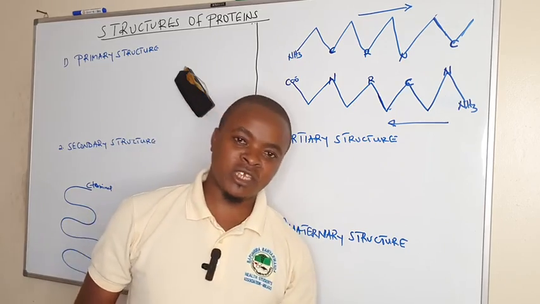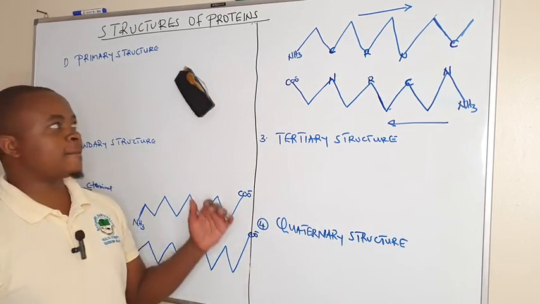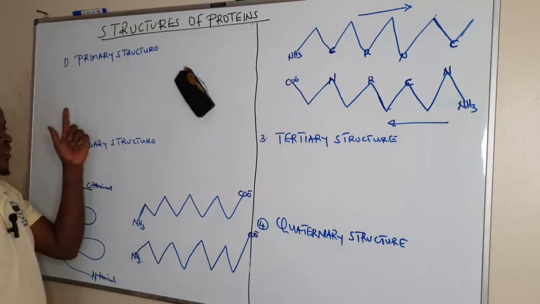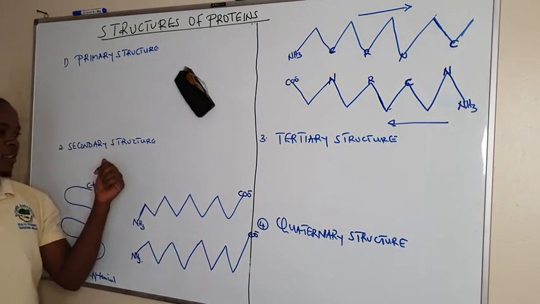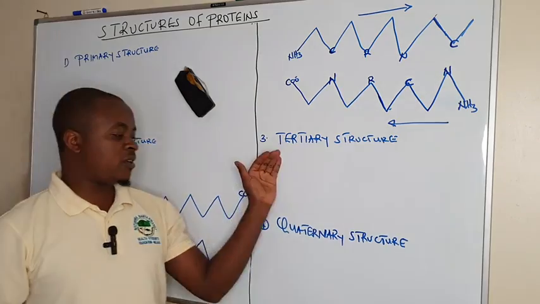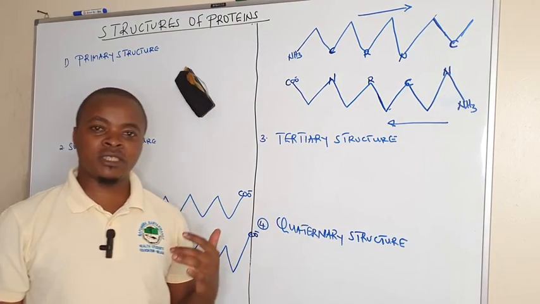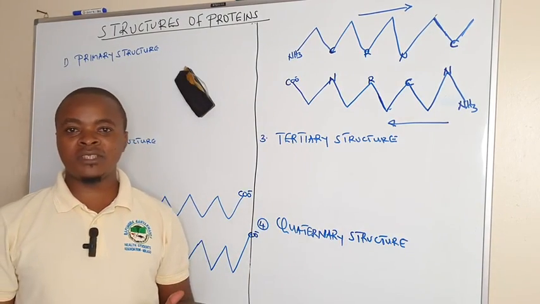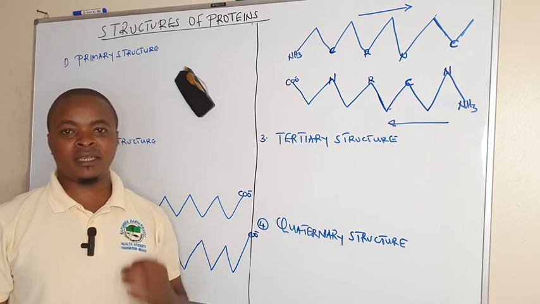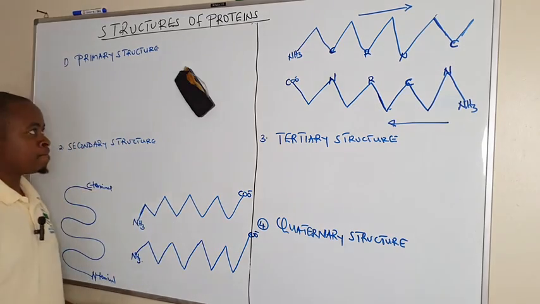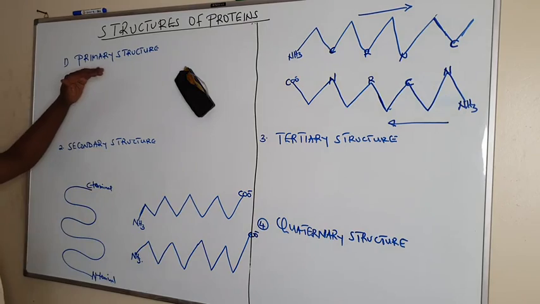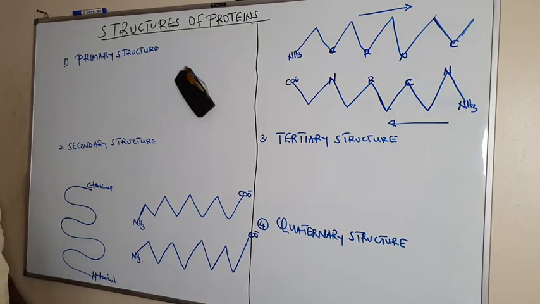Among the structures of proteins, we are going to discuss the primary structure. Then we shall look at the secondary structure, tertiary, and then quaternary structure. And in each, we are going to discuss how the bonds are formed, the different types of bonds, and examples. So we're going to see the primary structure.